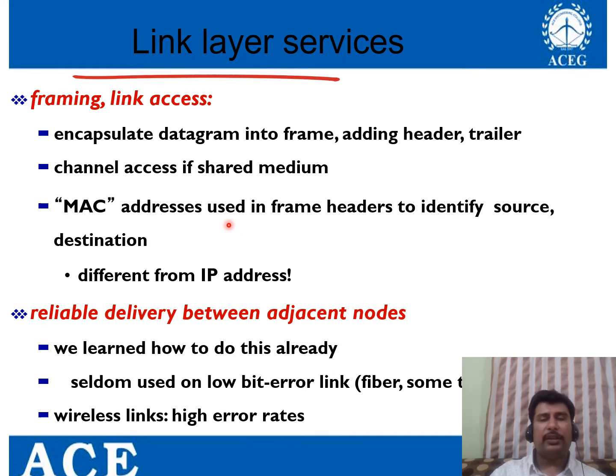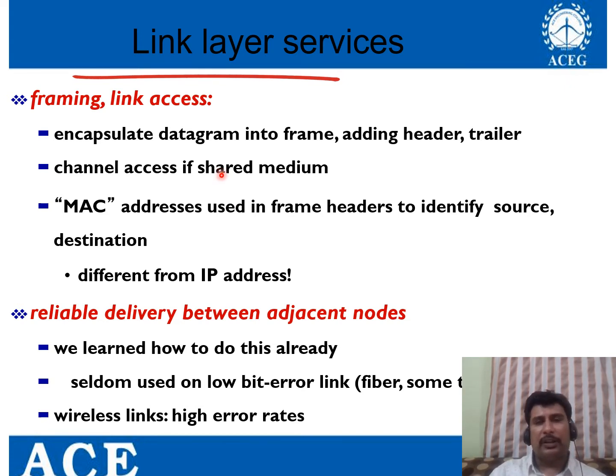Coming to the various services provided by the link layer: as we introduced, we receive data from the network layer, and the datagram is converted into frames. This process of encapsulating a datagram into a frame, adding a header and trailer to it, is called the framing process. One more important function performed by the data link layer is that if there is more than one device and the channel is unique, then that channel is shared among multiple devices using multiple access protocols.